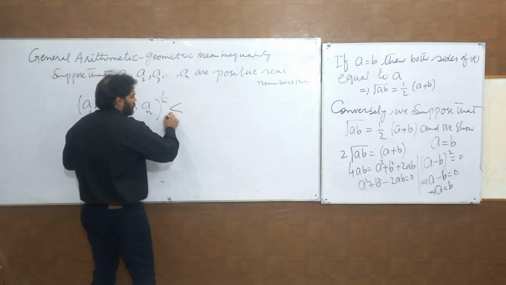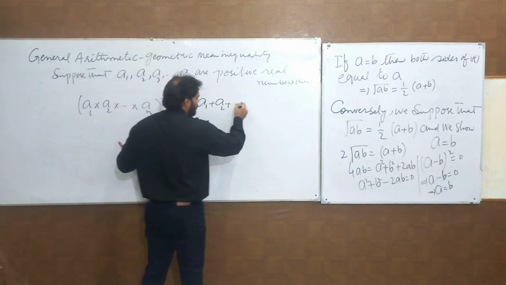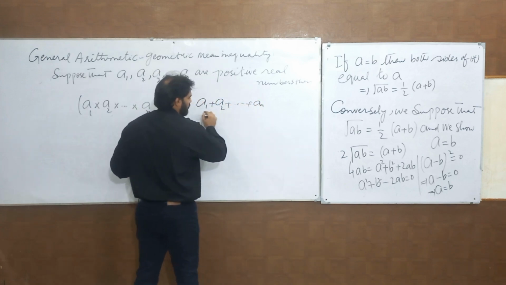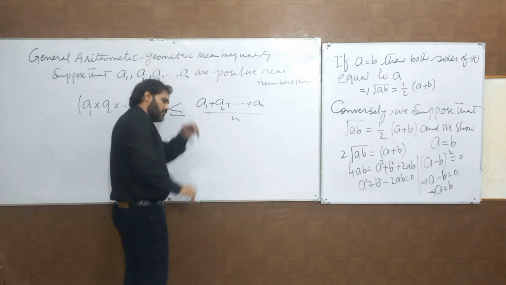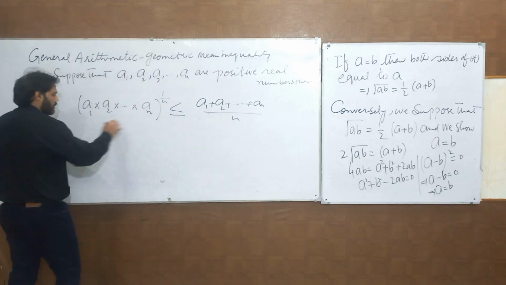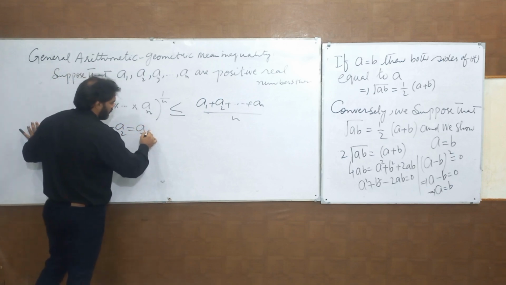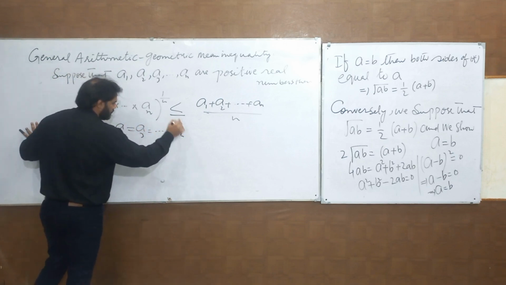This is less than or equal to (a1 + a2 + ... + an) over n. This is the arithmetic mean of n positive real numbers. The equality will occur if all of these numbers are equal.